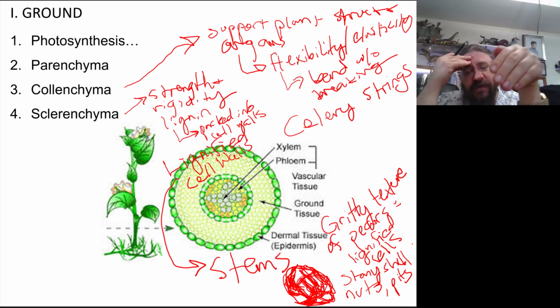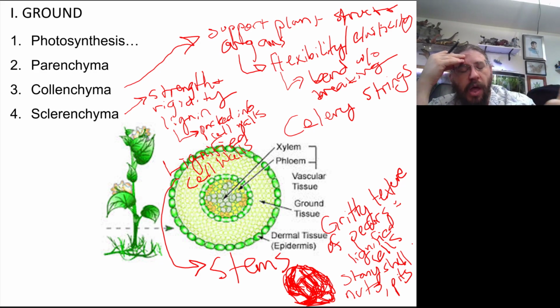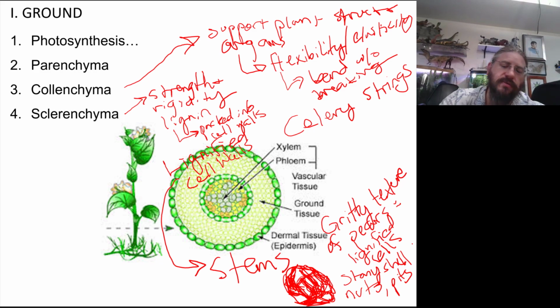So that's a place where you can find sclerenchyma. Lignified cell walls that provide significant strength, common in thickened stems, common in pears, providing pears that gritty texture, and extremely dense in those stony shells of nuts and the peach and cherry pits. So, all right.